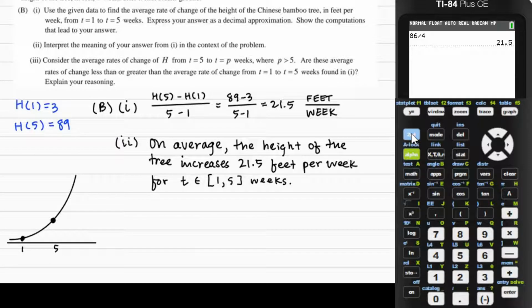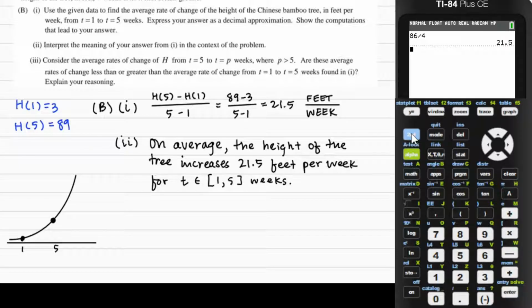And then for B3, we're going to consider the average rates of change of h from t equals 5 to t equals p weeks, where p is beyond 5. And then we'll ask if those rates of change are greater than or less than the average rate of change from 1 to 5 that we found was 21.5. Okay, so I've shown you the graph of what I think h of t looks like. It's exponential growth, right? And it's probably not exactly drawn to scale, but I need to draw it like this in order for you to see what's going on.